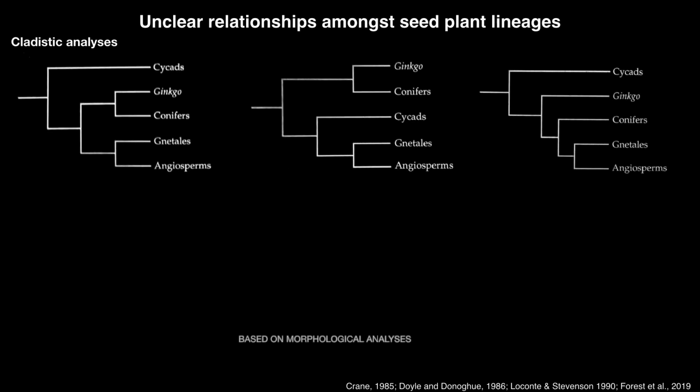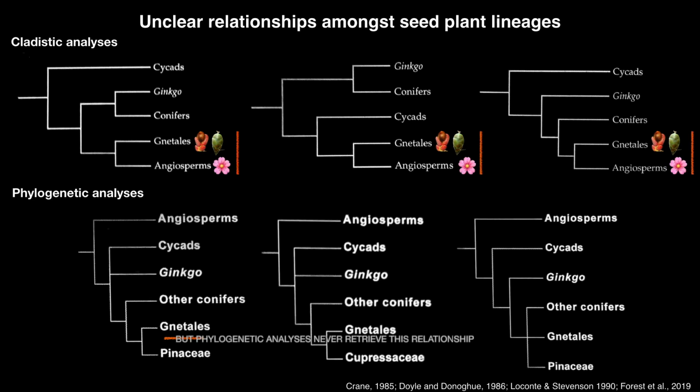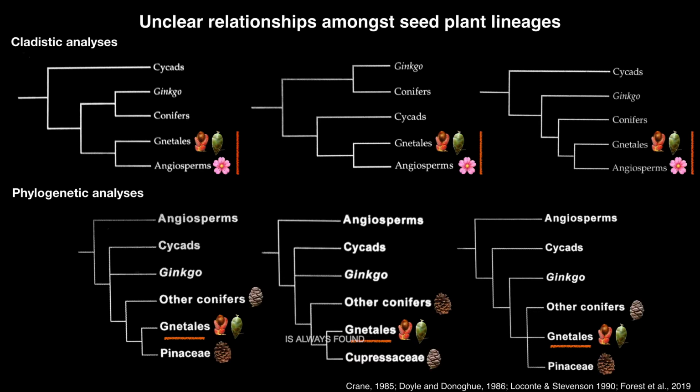Based on morphological analysis, Gnetales has always been considered a sister group to angiosperms. But phylogenetic analysis never retrieved this relationship. And in fact, Gnetales is always found within conifers.